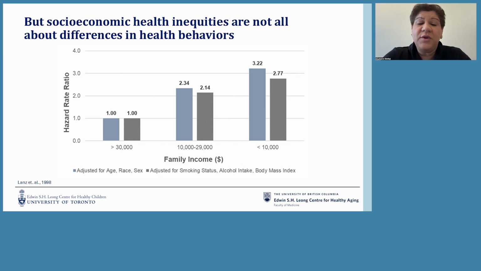And so if you look at the gray bars, what you will find is that indeed some of the relationship between income and mortality goes away, but not a heck of a lot of it, not very much of it. So, in other words, smoking differences, alcohol intake differences, and body mass differences across income groups did not account for very much of the socioeconomic gradient. This was not primarily a gradient that is driven by health behaviors.